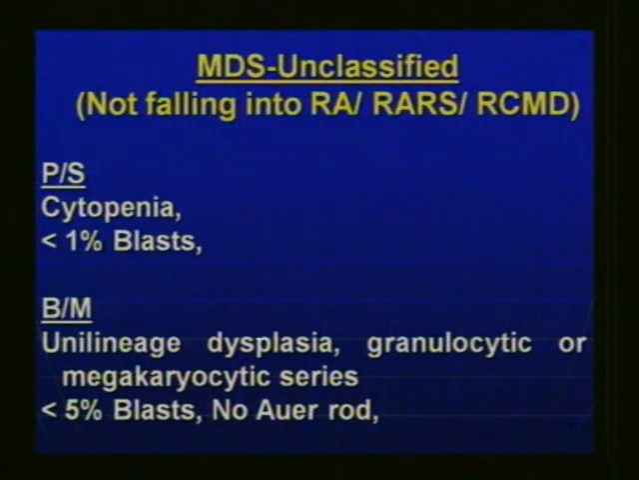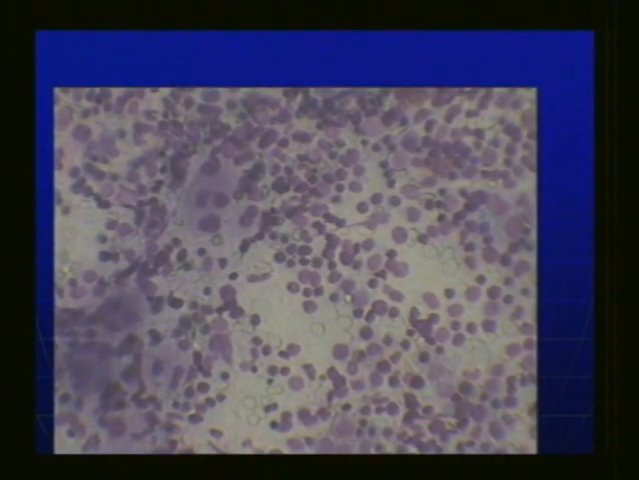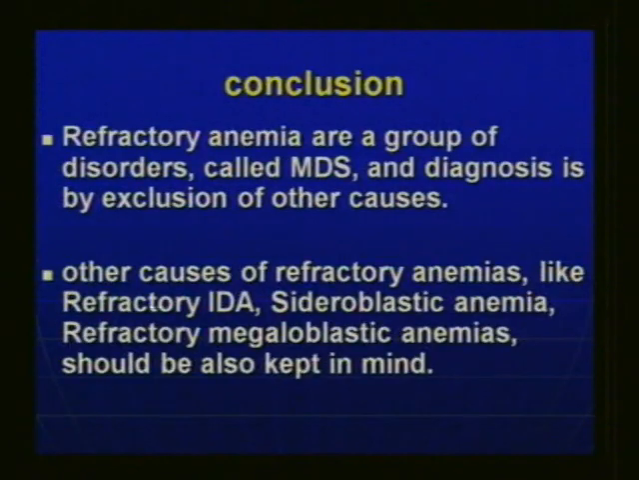MDS unclassified, as I said, is when you cannot categorize into any of these subcategories and there is no increase in blasts; they will be classified as unclassified. Like this patient with thrombocytopenia, showing the dysplastic macrocyte with separated nuclei. This is a sign of dysmegakaryopoiesis. Here again in the same patient you can see so many macrocytes, and most of them are dysplastic macrocytes, agranular, either monolobated or with separated nuclei.